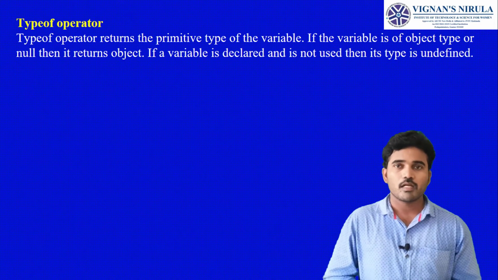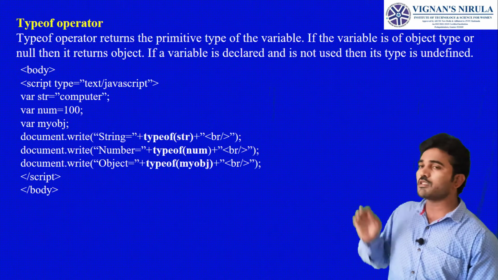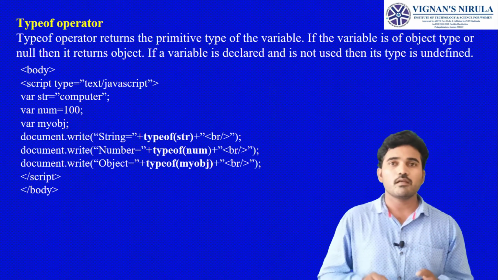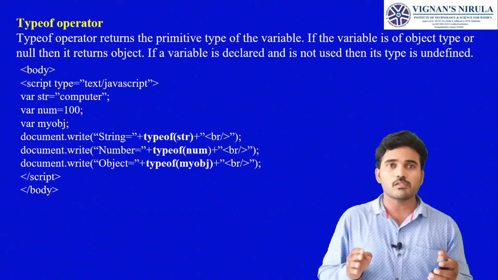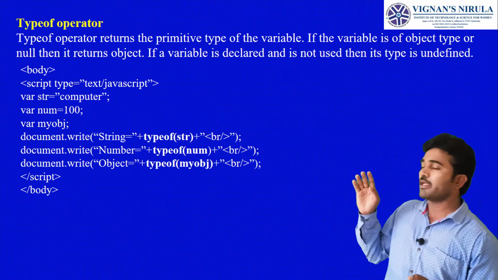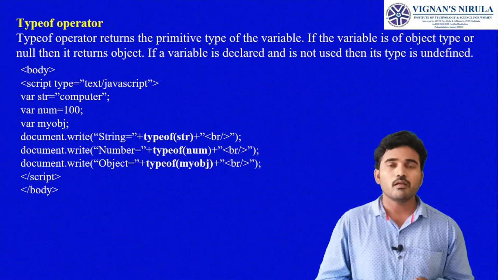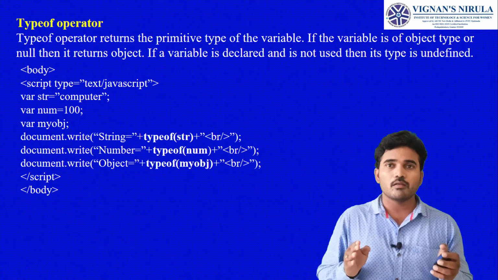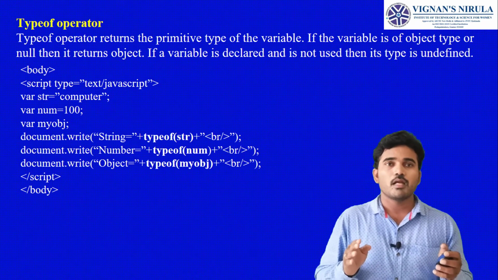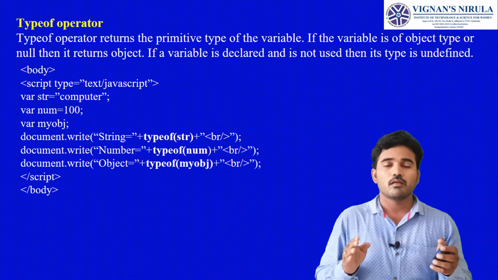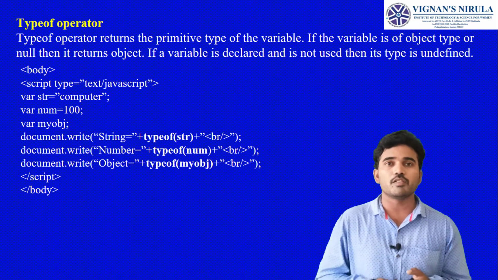And coming to the example about typeof, see here, first initially we declared the variables. First we declared a variable, str, which has some text like computer, and then we declared a number which is assigned the value 100, and then we declared another variable, myobj.